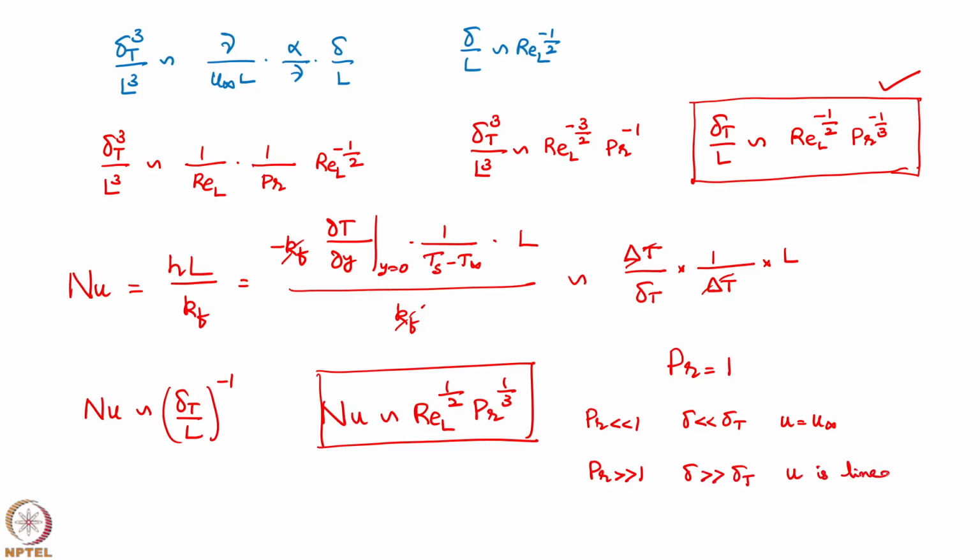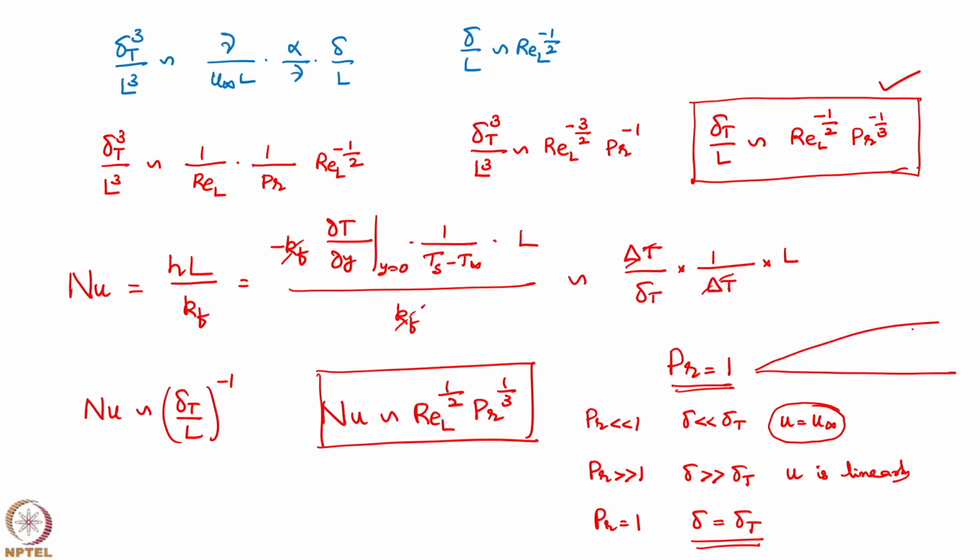linearly varying. But if Prandtl number is equal to 1, then actually delta is equal to delta T. So, physically I cannot assume that within the thermal boundary layer thickness u is equal to u infinity, because velocity is varying within the thermal boundary layer thickness also, because in a flat plate delta is equal to delta T.